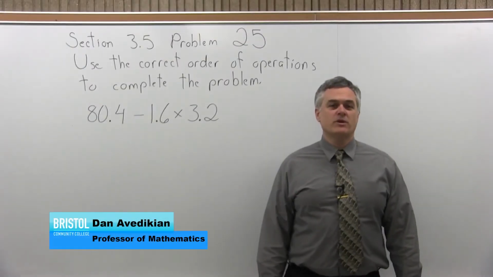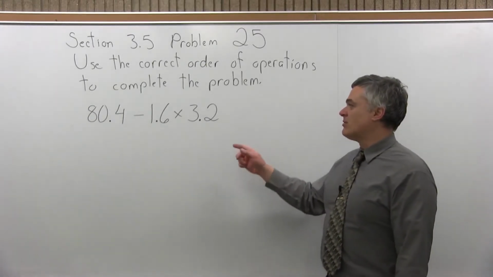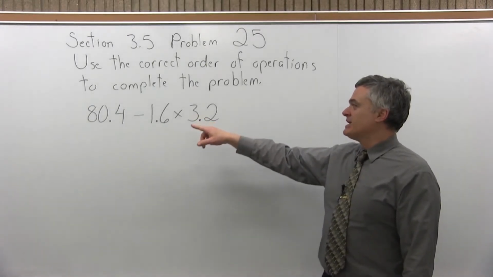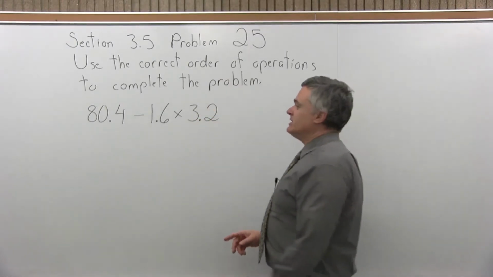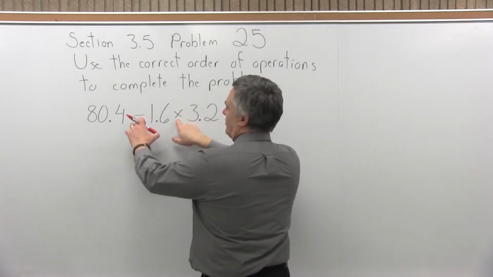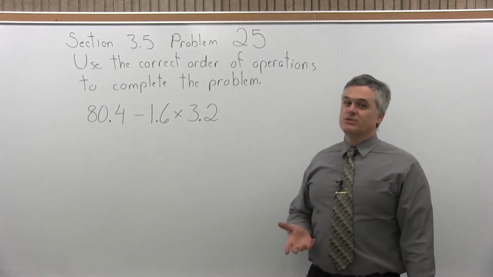This is Section 3.5, Problem 25. It says use the correct order of operations to complete the problem: 80.4 minus 1.6 times 3.2. Well, this problem has two operations in it. One is a subtraction, one is a multiplication. So it makes a difference which one you do first.